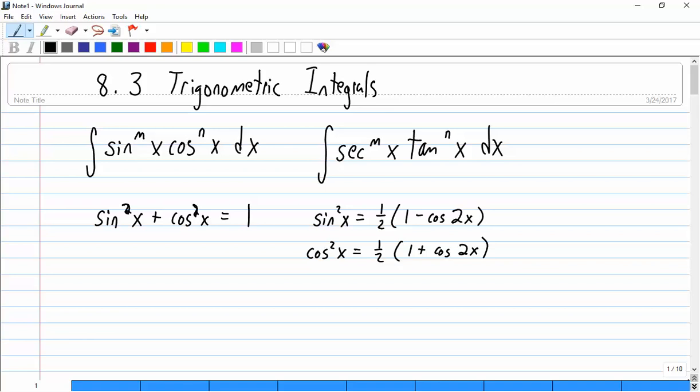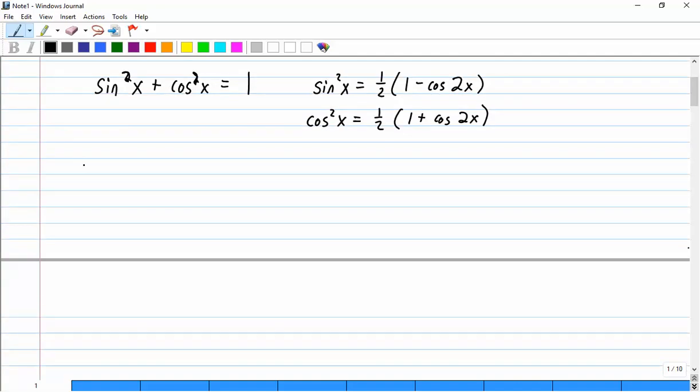Okay. So let's see how we can use the Pythagorean identities or half-angle identities to work integrals in the form of the product of sine and cosine. So let's say that I had the integral of sine to the 2k plus 1 power of x times cosine to the n power of x dx.